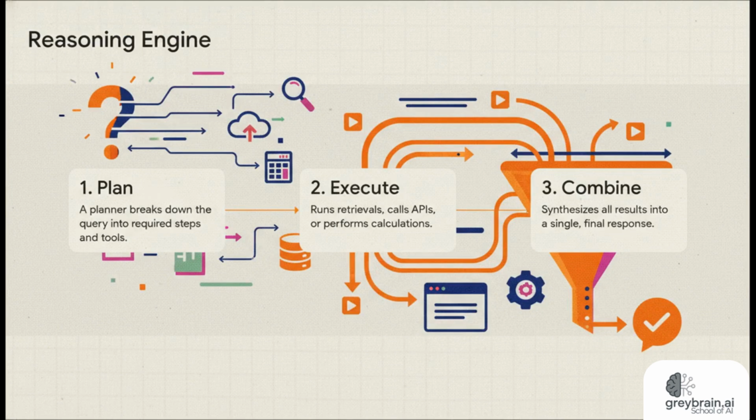Well, first, a planner agent looks at a complex query, something like, compare our Q3 performance in Europe versus Asia. It breaks that down into smaller steps. Then, it executes those steps. Maybe it runs multiple different searches. Maybe it calls an external API to get sales figures. And finally, it synthesizes all of that gathered information into a single, coherent answer for the user.